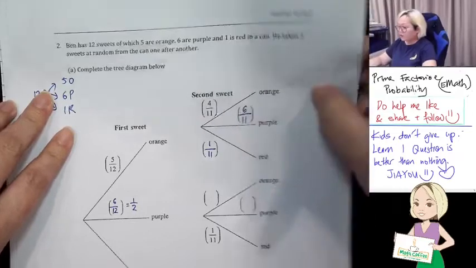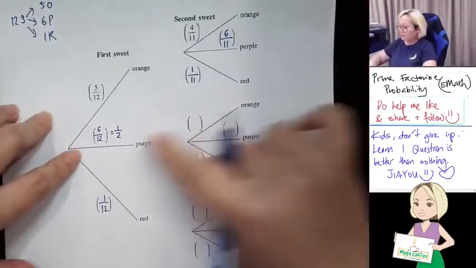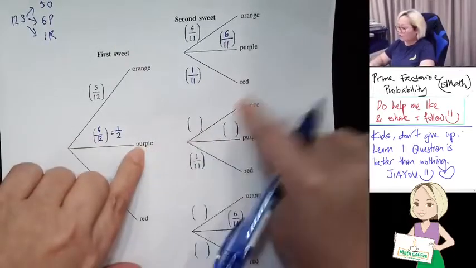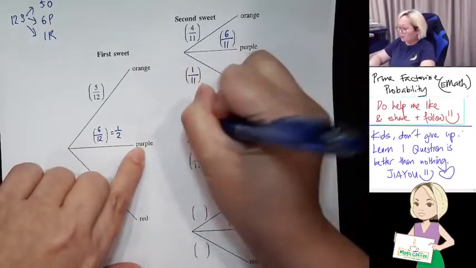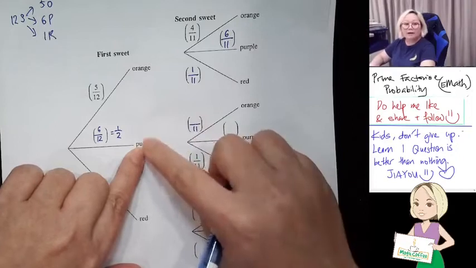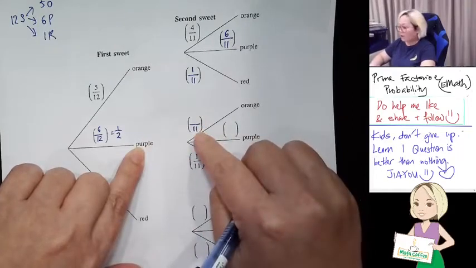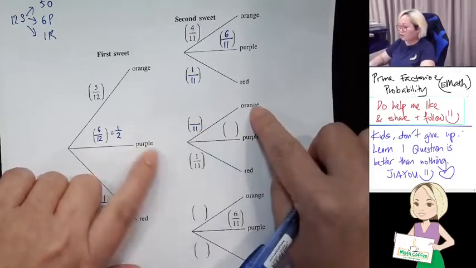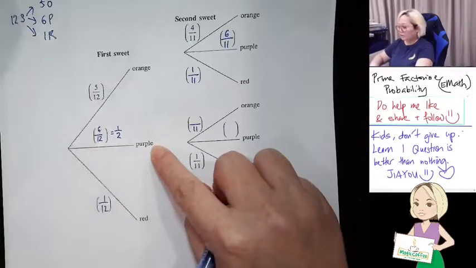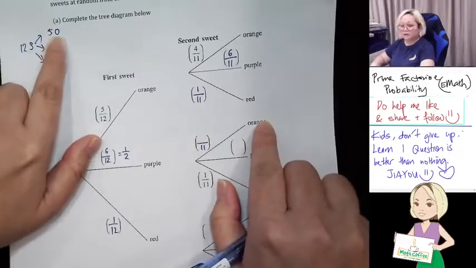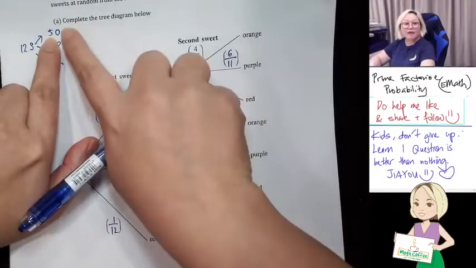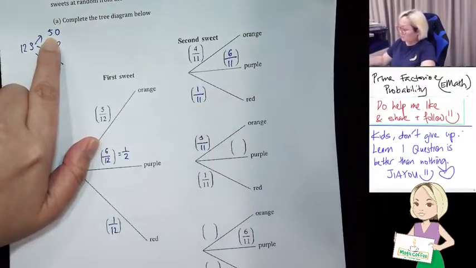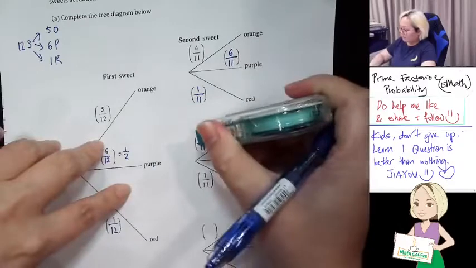Okay, so let's move on to the next. So now, my first sweet I take out is purple. Now the second sweet is orange. Again, my total now is 11 because I already took out one purple, so only 11 sweets left inside the bag. As for the orange, because the first sweet was purple, my orange was not touched. So I still have 5 orange for me to pick. So this is 5 out of 11.